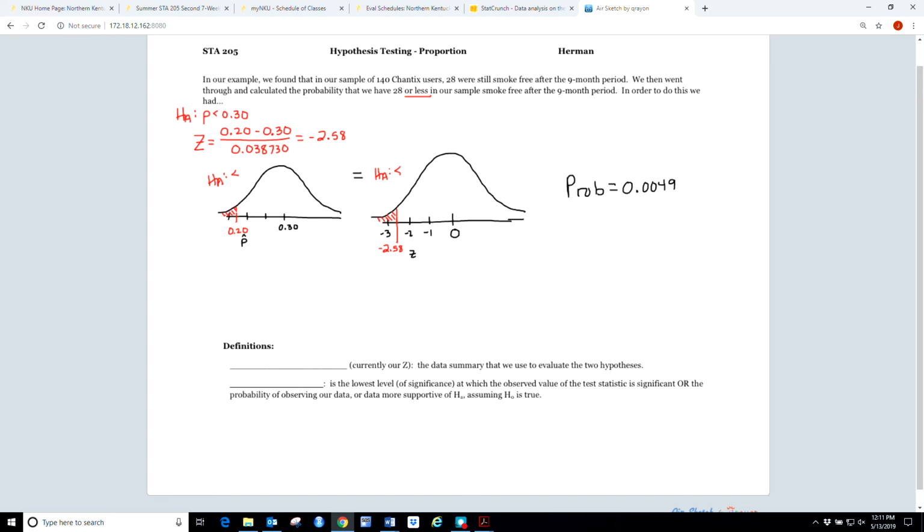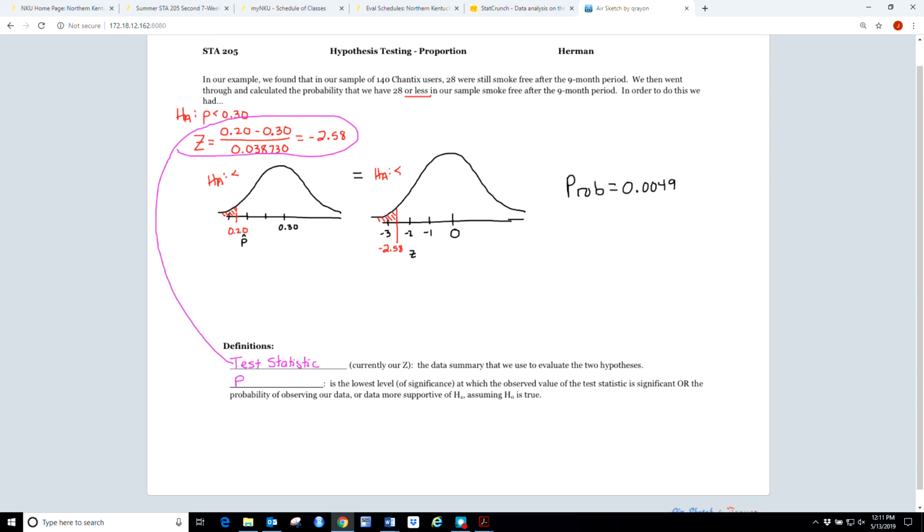So our first definition down here is what's called a test statistic. And what a test statistic does is it utilizes your data to help us answer the question of should I reject the null hypothesis or not. Currently, this is going to be our z that we calculated. So our test statistic was this negative 2.58 that we've already calculated. So it's a new name to the same calculation that we were doing.